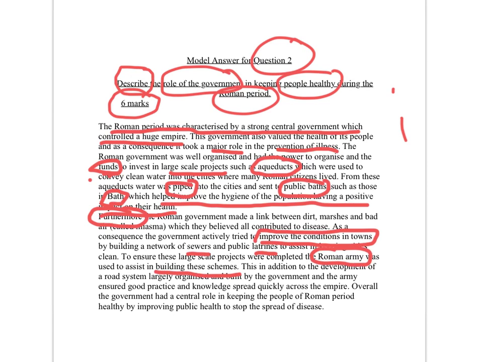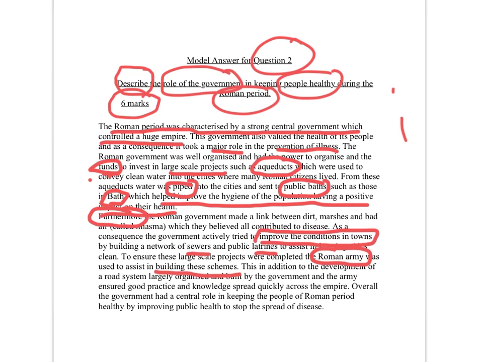Now, in addition to this, the development of the road system, which was operated across the empire and was also encouraged by the government and the army, meant that the examples of good practice that were first maybe initialised in Rome spread throughout the empire. So the role of the government was incredibly important in this period.